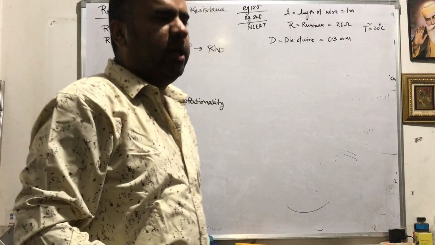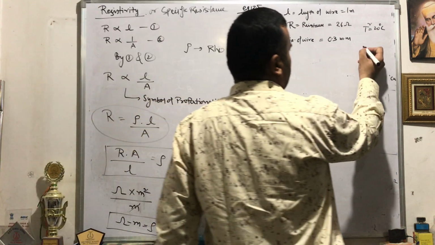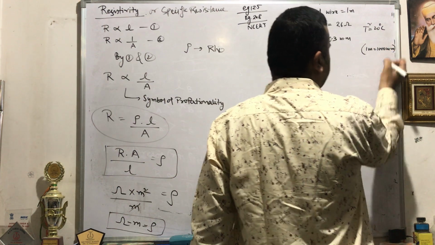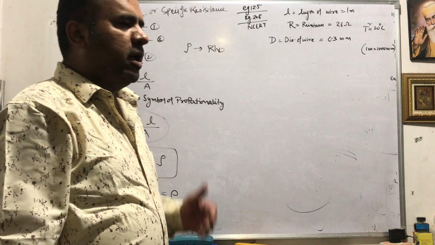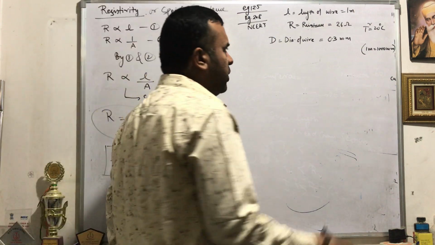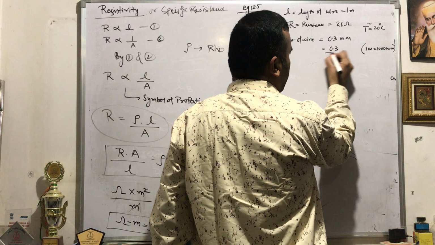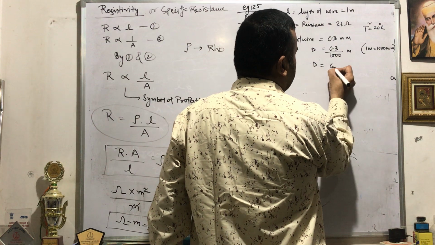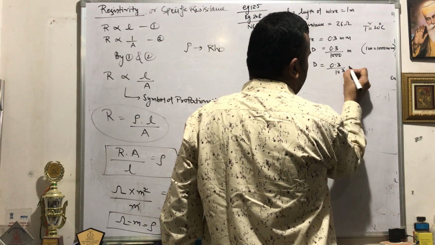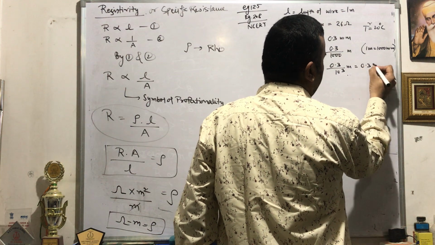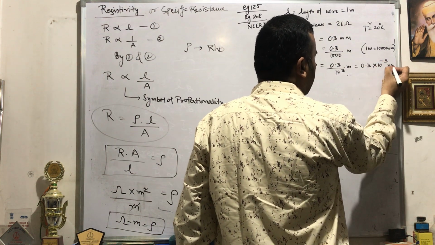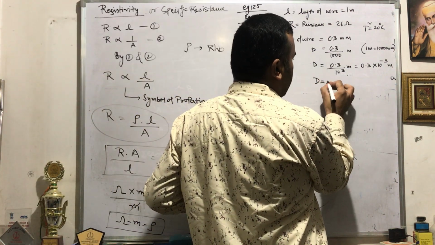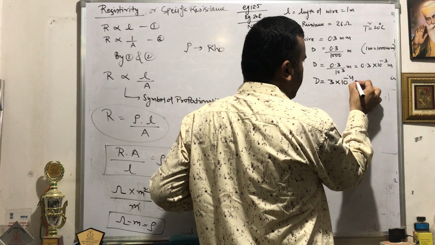1 meter is equal to how many millimeters? 1 meter is equal to 1000 millimeters. Millimeter is a smaller unit, meter is a bigger unit. If you have to go from smaller to bigger, you have to divide. So you will write 0.3 upon 1000 meter here. In place of 1000, you can write 10 raised to the power 3, so 10 to the power 3 will come in the numerator as 10 to the power minus 3. Converting into standard form, the diameter is 3 into 10 to the power minus 4 meter.